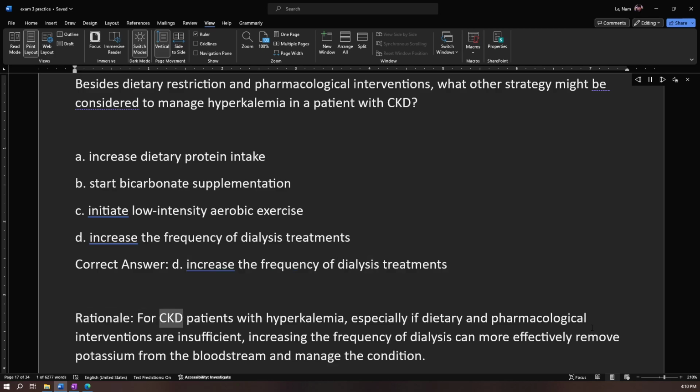Rationale: for CKD patients with hyperkalemia, especially if dietary and pharmacological interventions are insufficient, increasing the frequency of dialysis can more effectively remove potassium from the bloodstream and manage the condition.